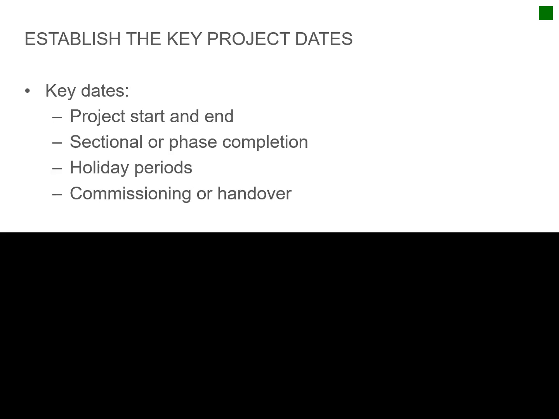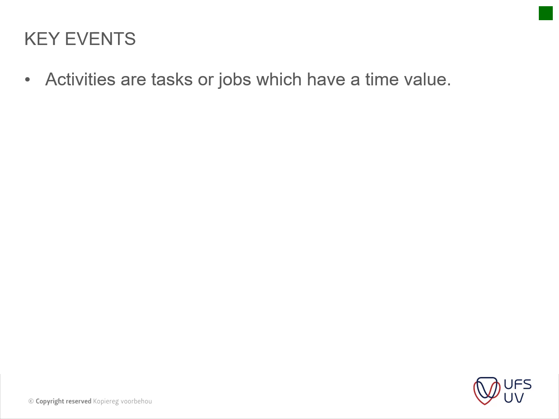Okay, you have to establish the key project dates. Key dates are the project start and end, sectional or phased completion, holiday periods, commissioning, and handover. You need to know when the start is, intermediate, and finish. Then other key events include activities or tasks or jobs which have time value. Cooke and Williams have a certain checklist.